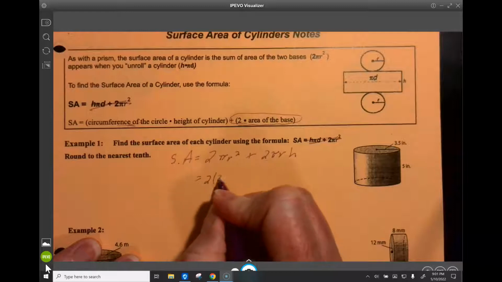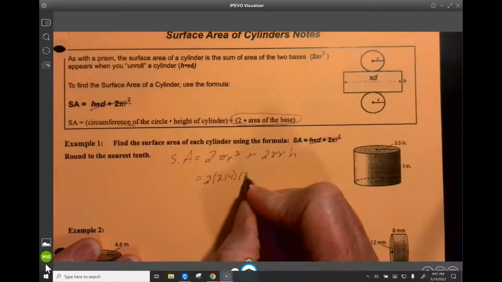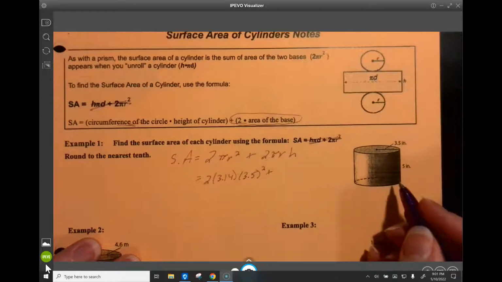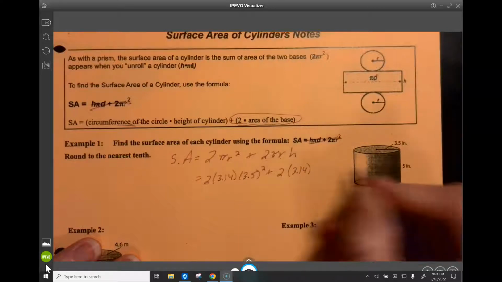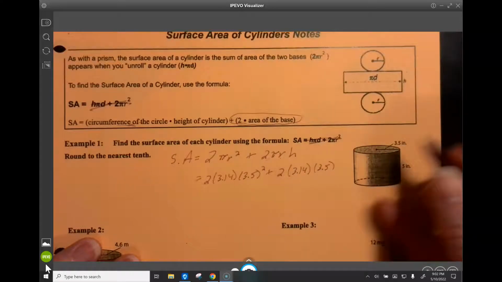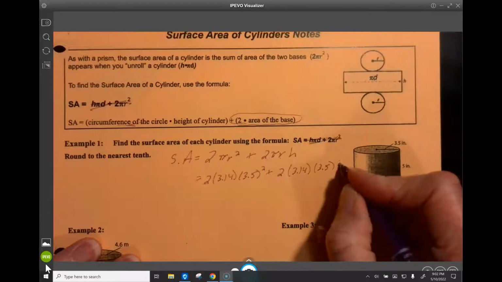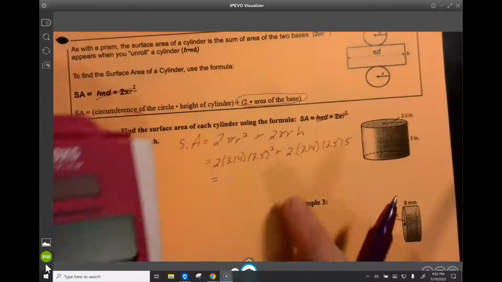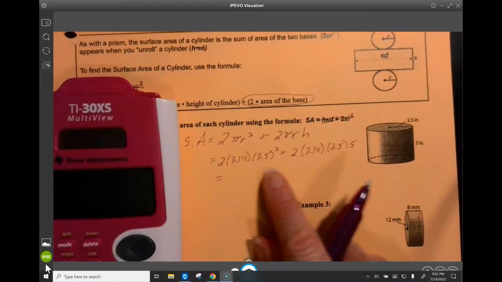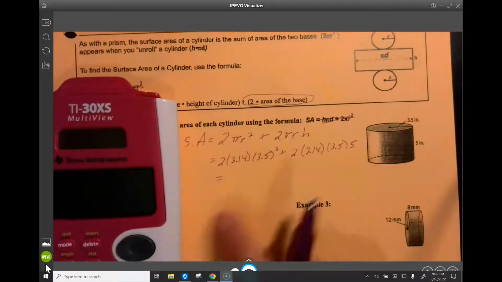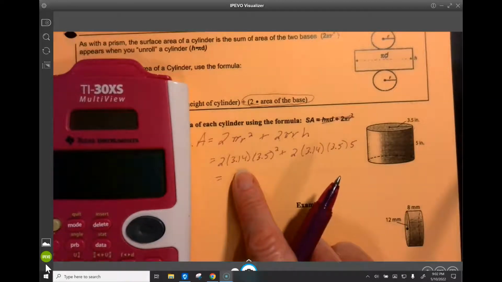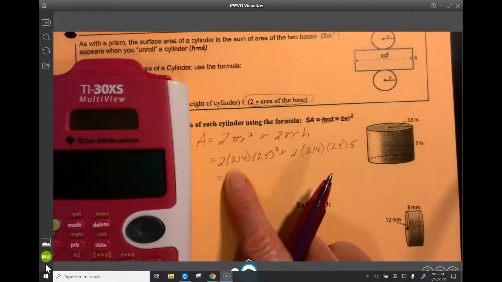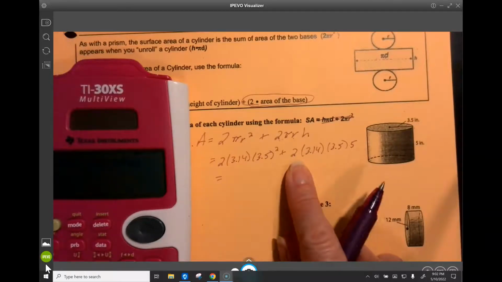So 2 times pi times the radius, 3.5 squared, plus, now I'm going to find the circumference, so 2 times 3.14 times the radius of 3.5 times the height of the cylinder. Now pull out your calculator and you can just enter this directly in. Since we're entering it directly, you want to do it once, write down the number, and then double check it, because whenever you're using the calculator, you could easily make a mistake. So here we go. 2 times 3.14 times 3.5 squared plus 2.